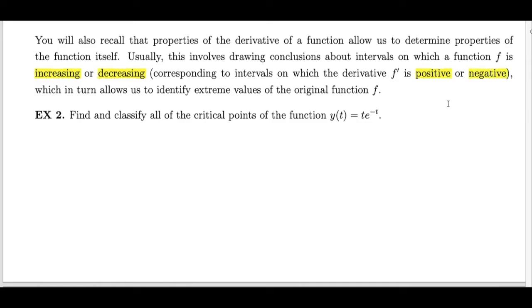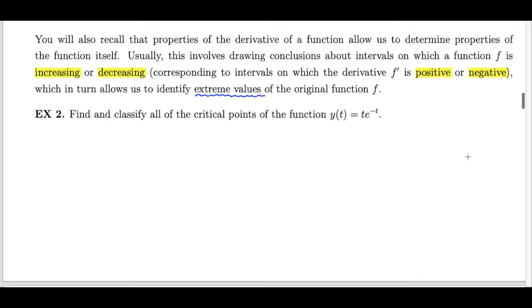Usually we go a step further than just identifying increasing and decreasing intervals in order to be able to identify extreme values. These are maximums or minimums. And we typically do so by finding the critical points, etc. We'll demonstrate that process in example 2.